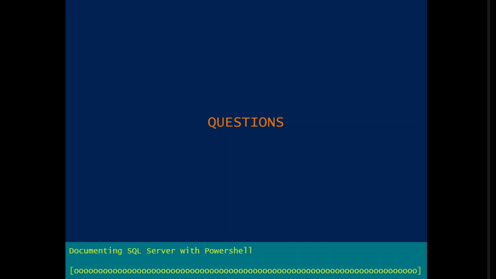Someone was asking what version of PowerShell is required. I would imagine it's PowerShell 3 onwards. Yeah, it's PowerShell 3.0 and onwards. You can't even install the module I use for extracting the information. If it's below 3.0, it will just say you need to have 3.0 installed.